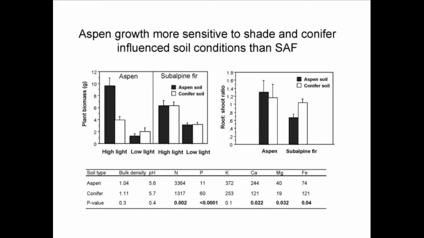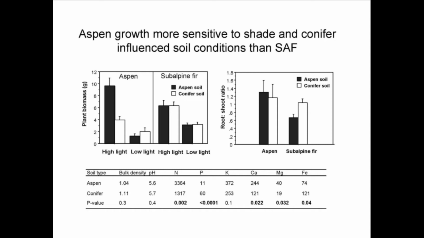And to get at a little bit of a mechanism, why is subalpine fir more tolerant of conifer soil? One thing they seem to be able to do on conifer soil is adjust the root to shoot ratio. So they allocate more resources to root growth, and they capture nutrients that are more limiting in the conifer soil. Okay, so here's the soil chemistry data. Here's aspen soil, conifer soil. pH isn't much different. Bulk density isn't very different, but there's a huge difference in nitrogen. There's more nitrogen in the aspen soil. Actually, more phosphorus in the conifer soil, and much higher concentrations of base cations in the aspen soil.